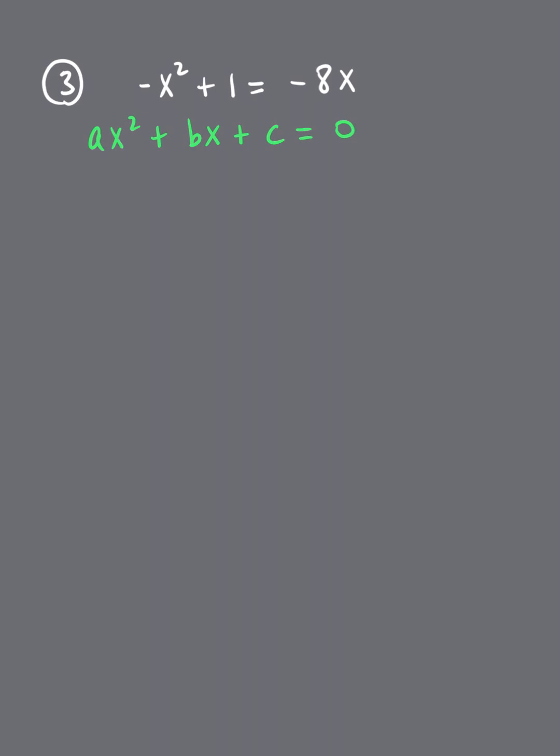For our third example, we have negative x squared plus 1 equals negative 8x. We can see that this is not in our standard form, so we're going to write it in standard form. We want our x squared term first. We'll add 8x to both sides, and then we have our constant set equal to 0. Now we're ready to identify a, b, and c for our quadratic formula. A is equal to negative 1, b is equal to positive 8, and c is equal to positive 1.